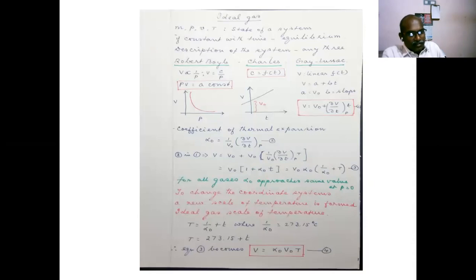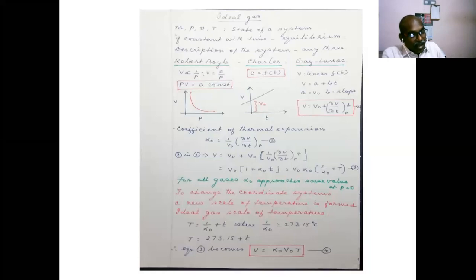When I taught thermodynamics in the second year, very often I have told you the mass, the pressure, volume, and the temperature. When you define the values of these four entities, that definition will give you the state of a system.